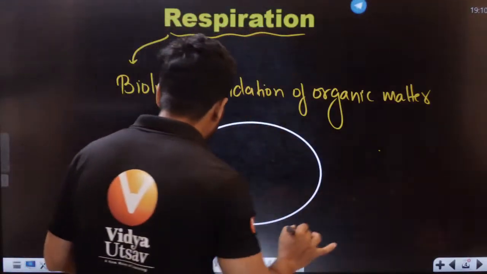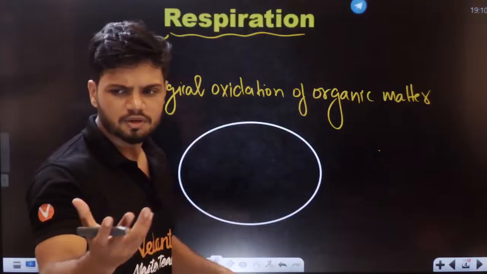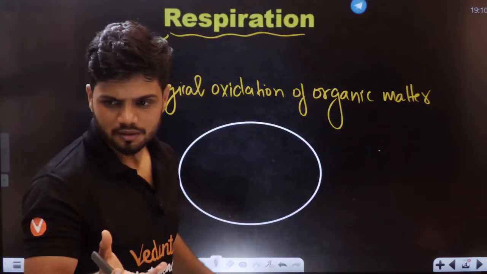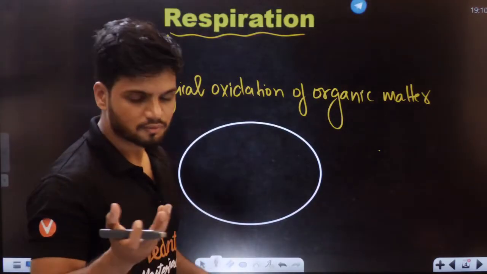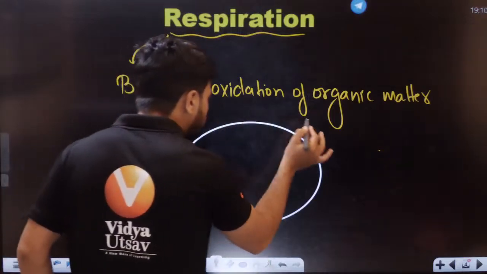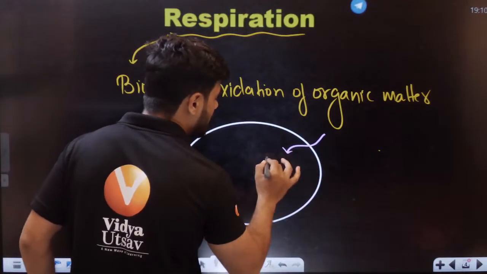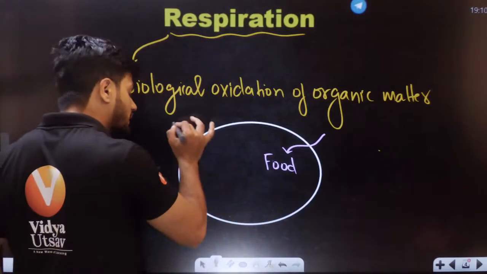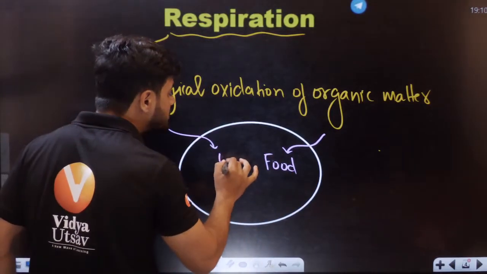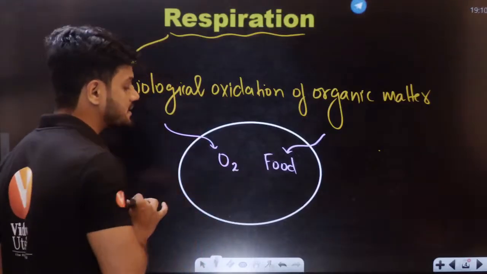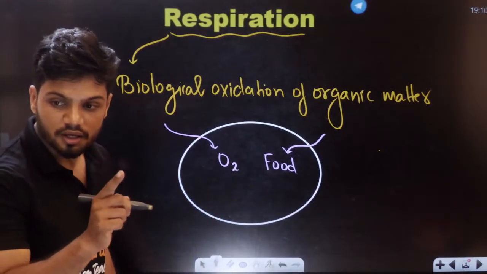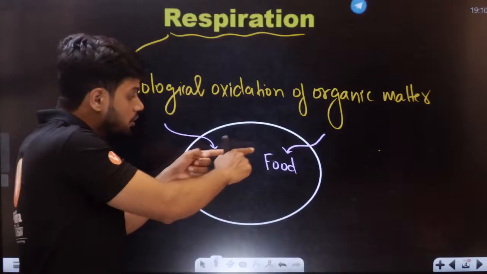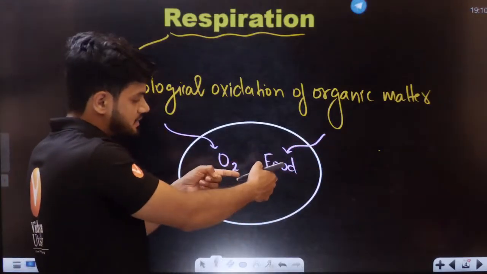Okay. Now let's say for lunch you ate rajma chawal. The food is entering inside a cell. Similarly, even oxygen enters inside a cell. So oxygen is also entering inside a cell, and food is also entering inside a cell.